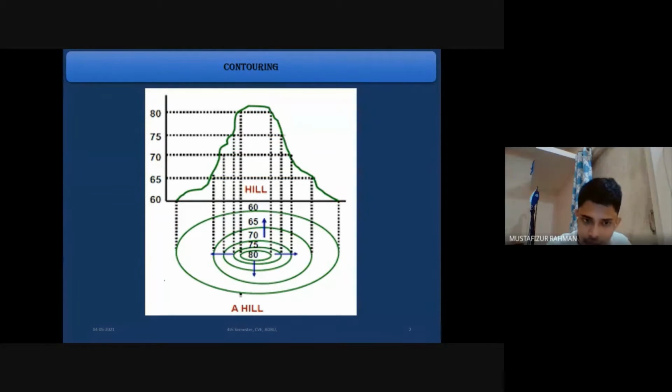So we see here that the 60-meter RL is on the outside, the 65-meter RL is on the inner side, then 70, 75, and 80. So we have to know that the value of RL is increasing towards the middle. The ground is higher towards the middle. So therefore, it must be a hill.